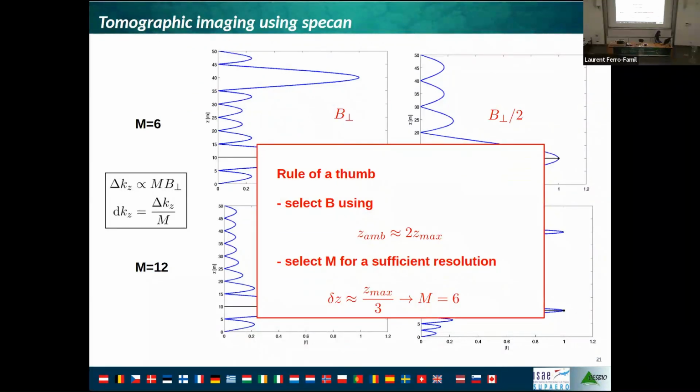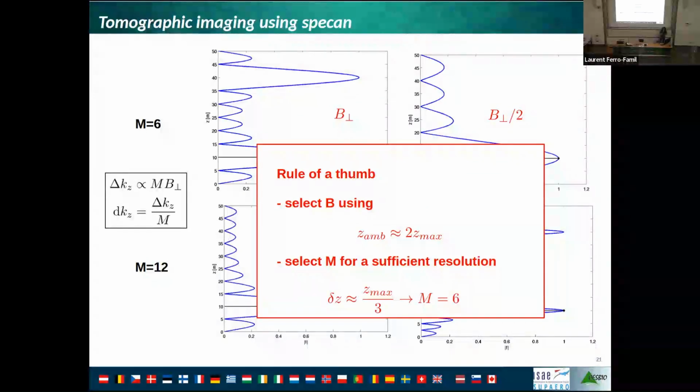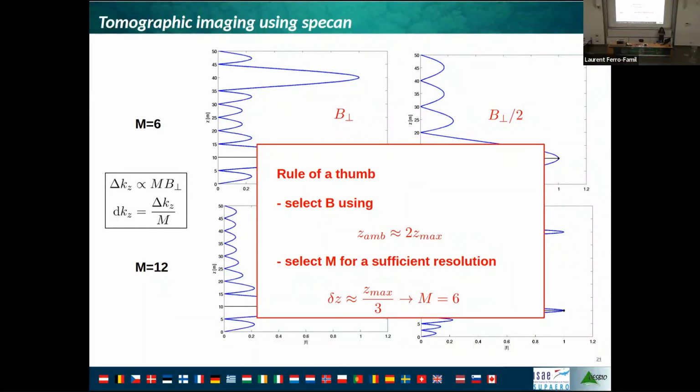But this is one kind of reasoning that you can apply if you want to design a tomographic experiment. You could do something like this. You select a baseline or configuration. You know, your plane, if you want to use a plane, flies at 3,000 meters. From 3,000 meters and with a given baseline, you can compute the ambiguity. The ambiguity should be larger than twice the elevation of the forest you want to look at.